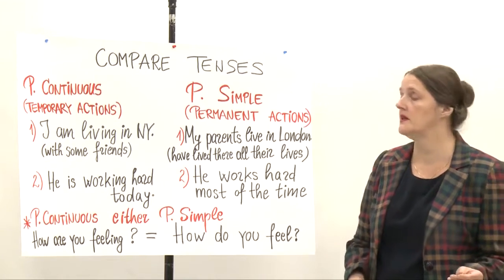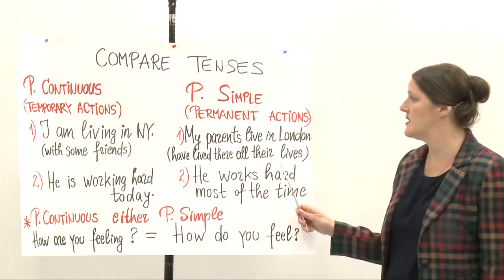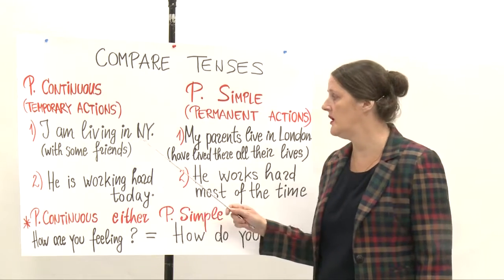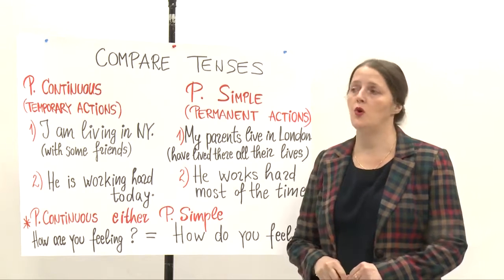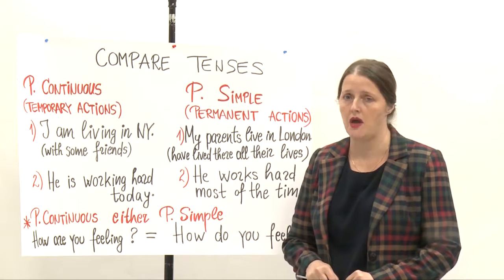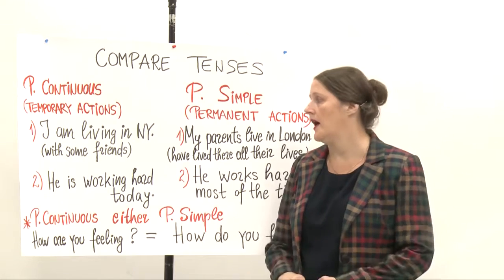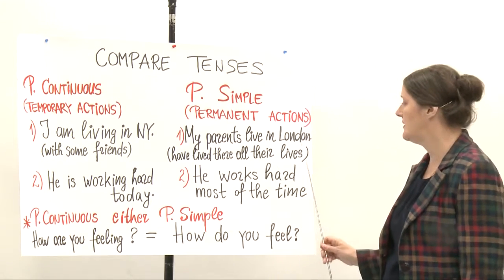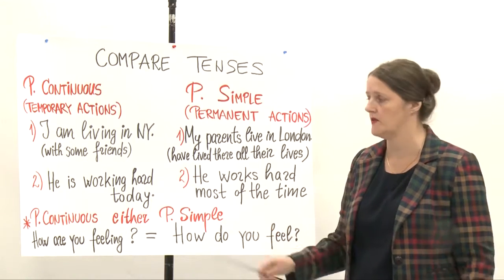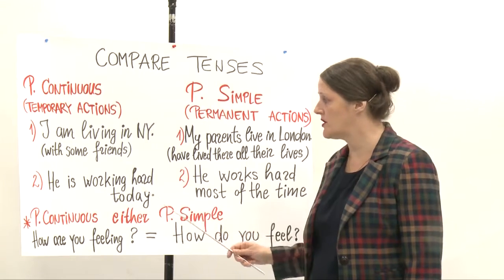And now let us compare tenses, present continuous tense and present simple tense. Now we know that present continuous tense we use for temporary actions, and present simple tense we use for permanent actions. First example, I am living in New York. I'm living in New York with some friends, 2 or 3 weeks, 2 or 3 years, it doesn't matter. The most important is that it is a temporary action.